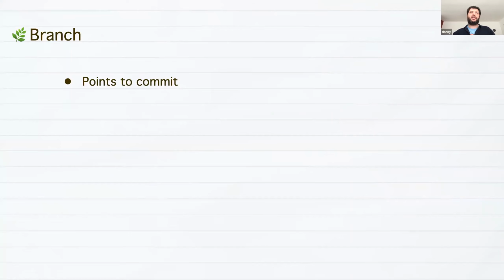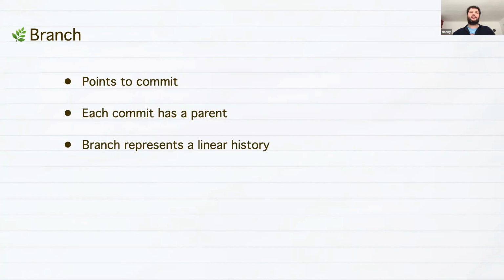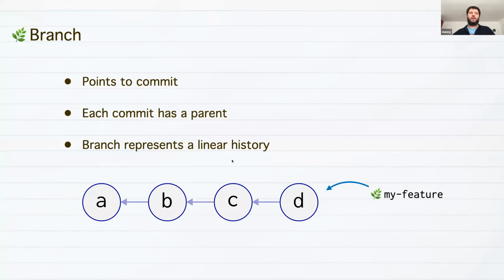So a branch, like I said, is just something that points to a commit. Because each commit has a parent, that essentially means that a branch represents a linear history. So for example, you have a commit A, you have a commit B, which has a parent of A, commit C, which has a parent of B, and a commit D, which has a parent of C, and a my feature ref points to D. Essentially, my feature has a linear history of A, B, C, and D. That's the my feature branch.